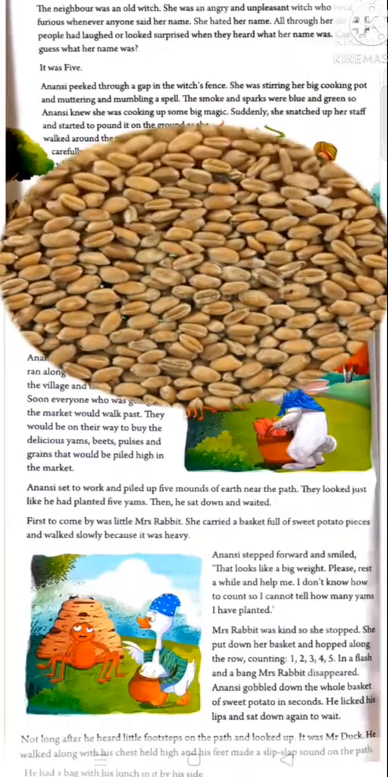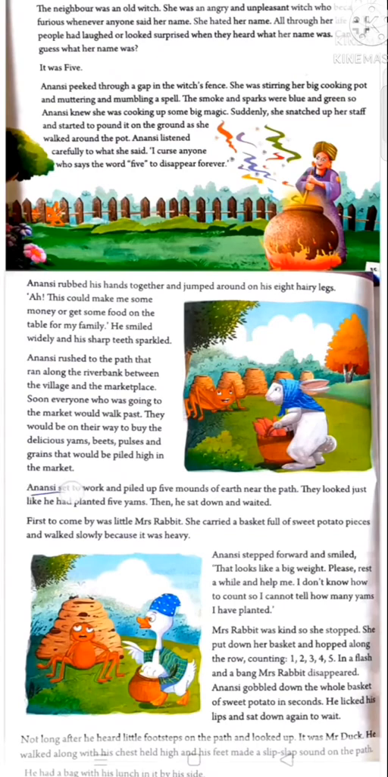Next, Anansi set to work and piled up 5 mounds of earth near the path. They looked just like he had planted 5 yams. Then he sat down and waited.